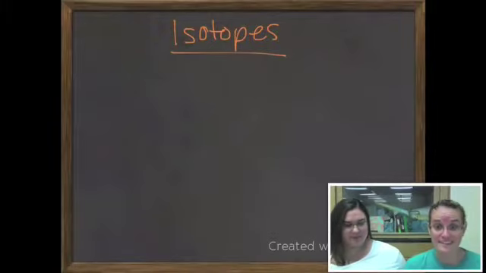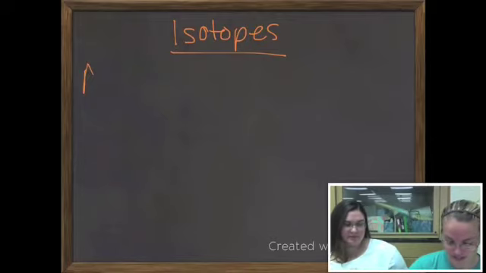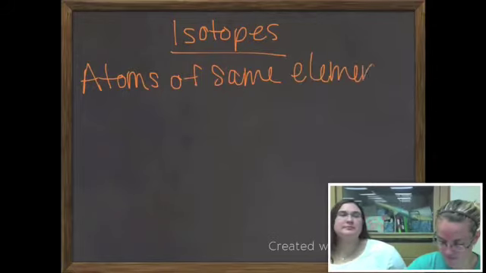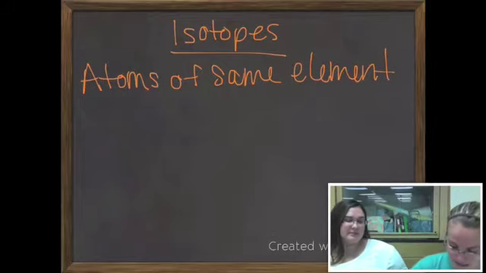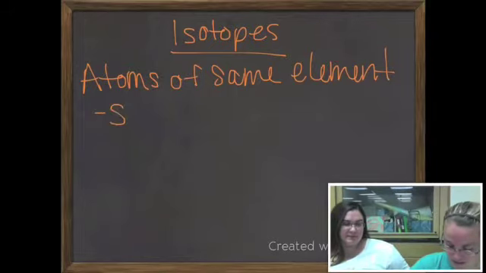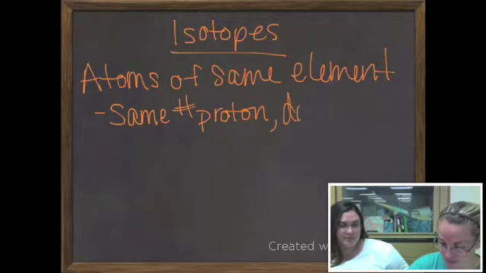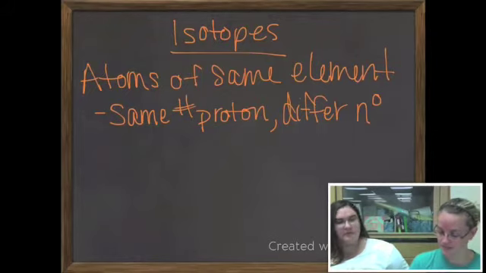Right, so today we're going to talk about isotopes. So, what exactly are isotopes? They are atoms of the same element, but they have a different mass. Okay, so what does that mean if they're the same element? So if it's atoms of the same element, this means that they're going to have the same number of protons, but a different number of neutrons. Because remember, our protons and neutrons make up our mass.